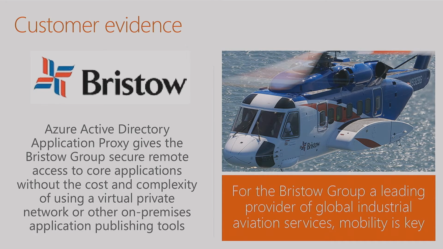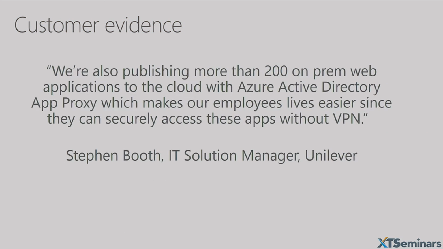We go to another company, which is Unilever. They've now got 200 on-prem apps published out through the application proxy. Notice they use the form app proxy. That's banned. I'm not allowed to call it the app proxy. I have to call it the Windows Azure Active Directory application proxy. The only thing I'm allowed to shorten is Active Directory to AD. I can't use AAD, it has to be Azure AD. But they're a customer, so they're allowed to do that.